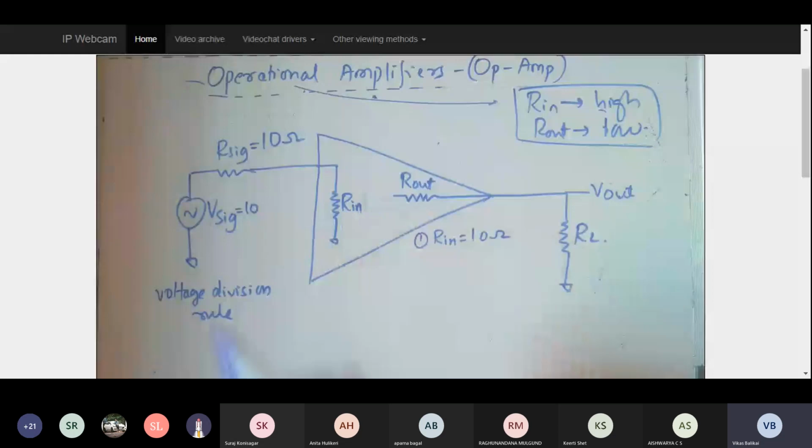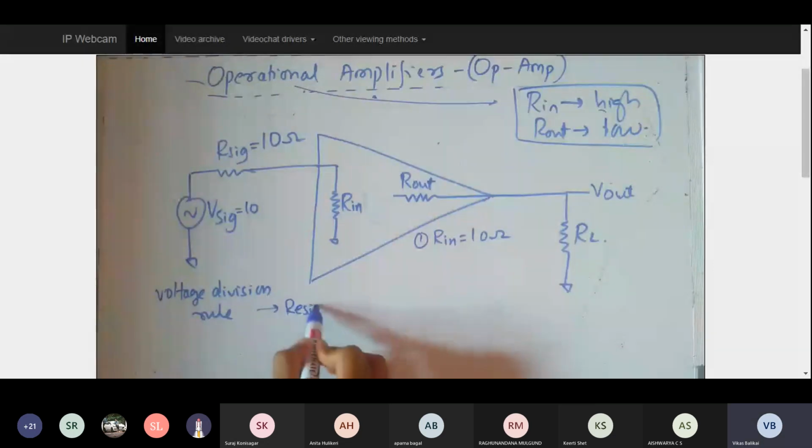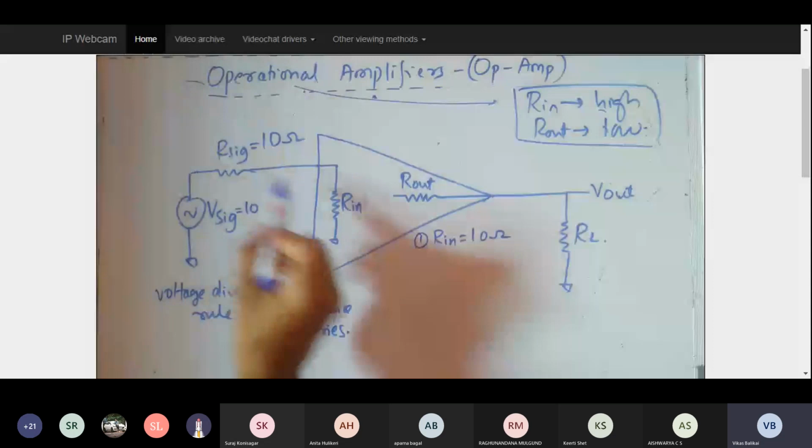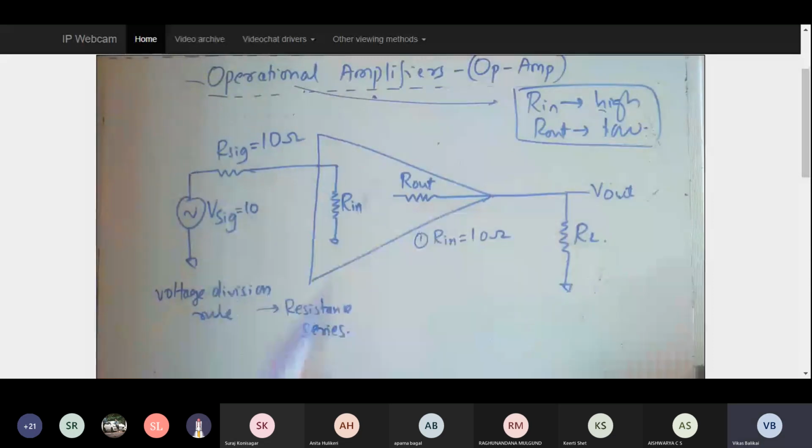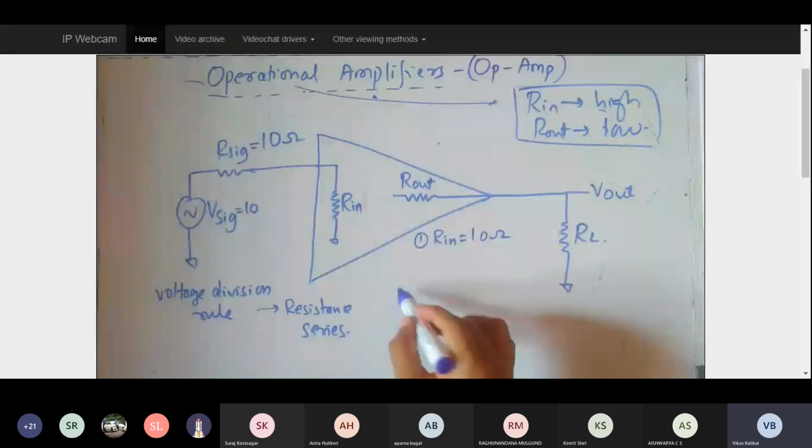Look here. First of all, to perform the voltage division rule, the resistances should be in series. Now I can find there are two resistances, Rsig and Rin, connected in series. Then I can apply the voltage division rule. It is the simple voltage division rule. For example, if I want to find the voltage across this resistance, then you do it this way.